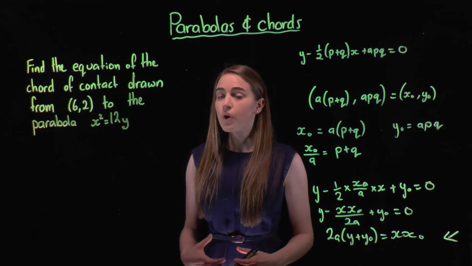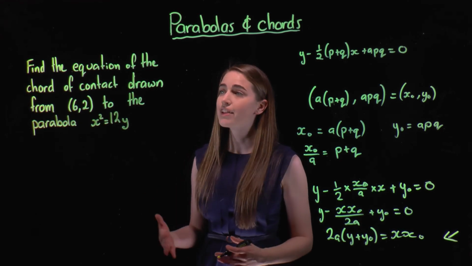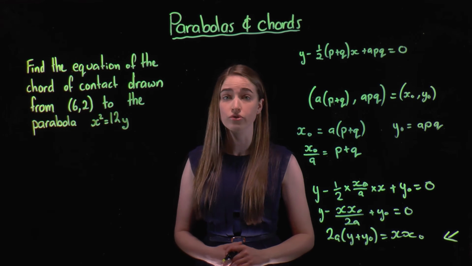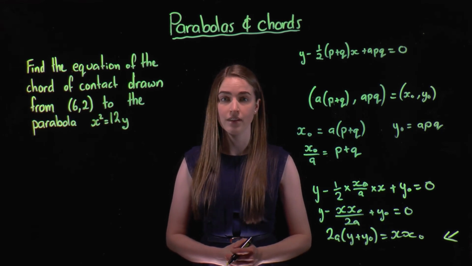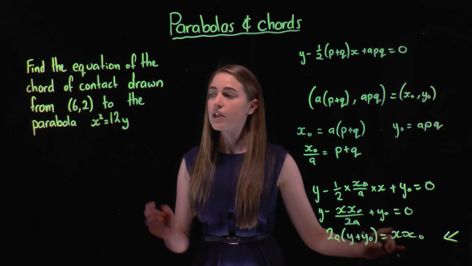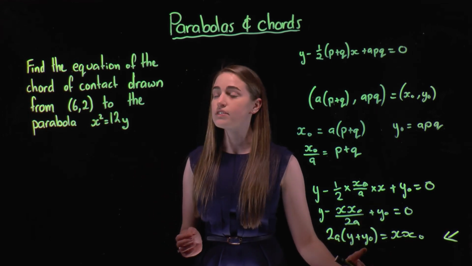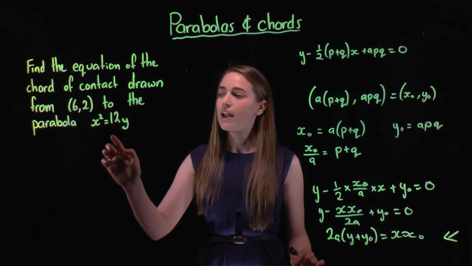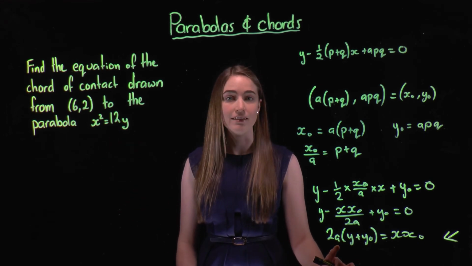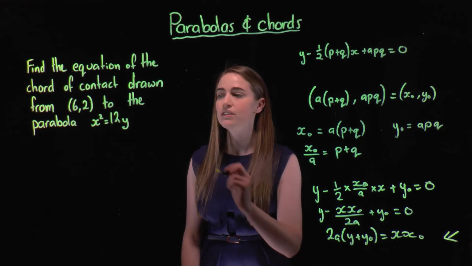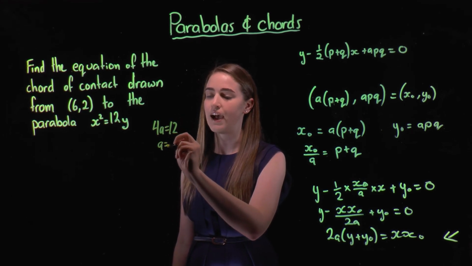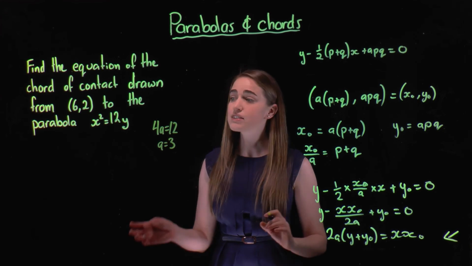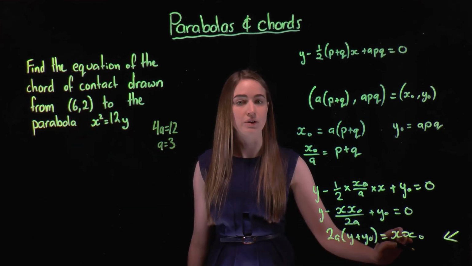All right, so I want to have a look at one last example for this video. We're asked to find the equation of the chord of contact drawn from the point 6, 2 to the parabola x squared equals 12y. So we know that it's going to be in this form. Our x0, y0 is going to be our 6, 2, and we need to figure out what our a is. So our a is going to come from here. So if we have 4a equaling 12, then that means that our a is going to be 3.